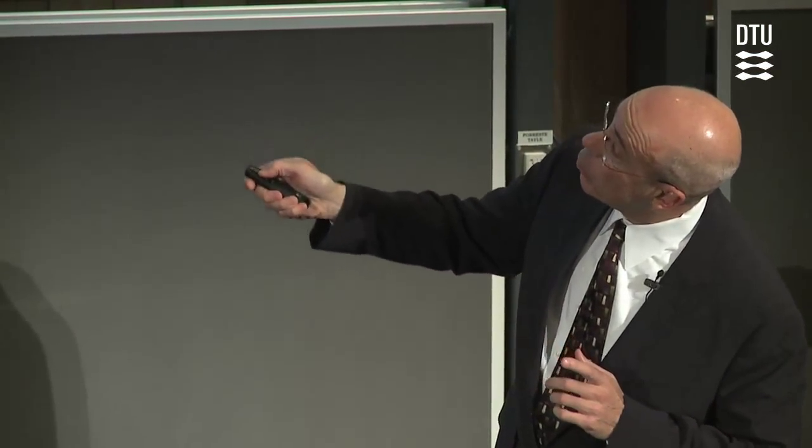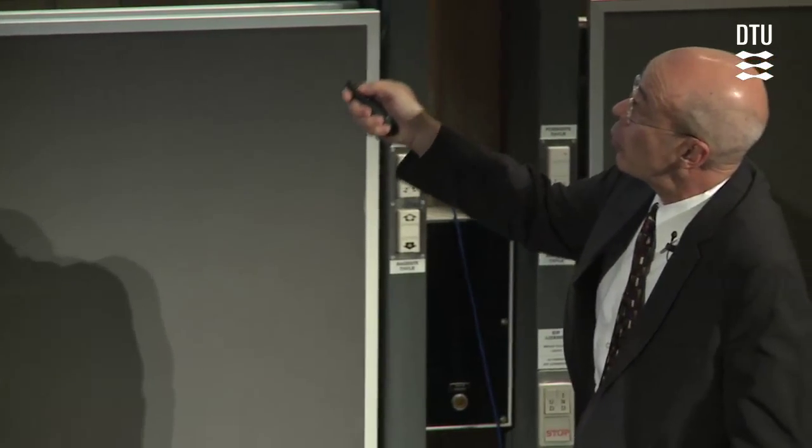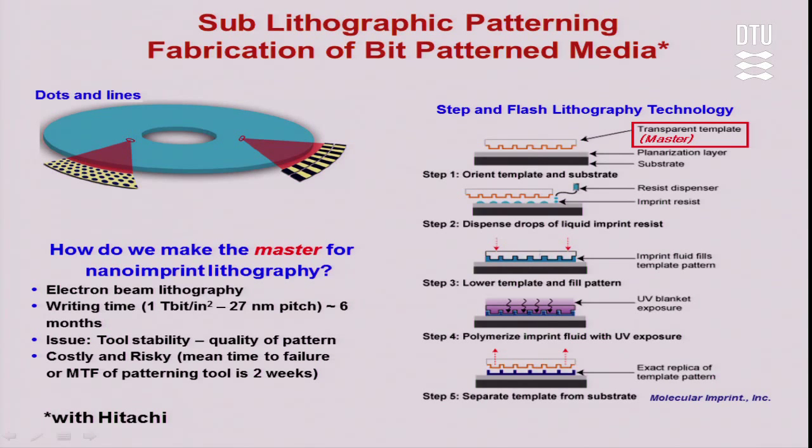Now, once you create one of these masters, then you're in business, because once you have one, you can reproduce it ad nauseam using what is called step and flash lithography, where they just take a mold and copy it. This is an established technology, and there are companies that can do that. So the problem then becomes that of creating the master that you see over here. How do you do that?